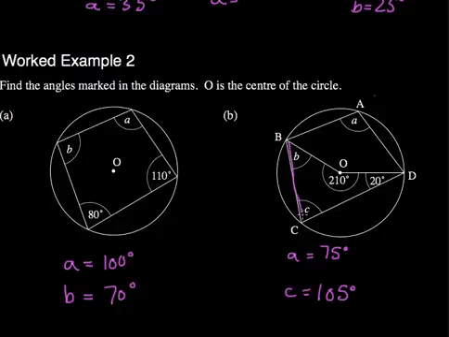One thing is I've got a quadrilateral. It's not cyclic, but it is a quadrilateral, and I know that all the interior angles of a quadrilateral add up to 360 degrees. So if I did 360 and I subtracted 210 and 20 and 105, oh, I've made a mistake here, haven't I? Can you spot what it is?